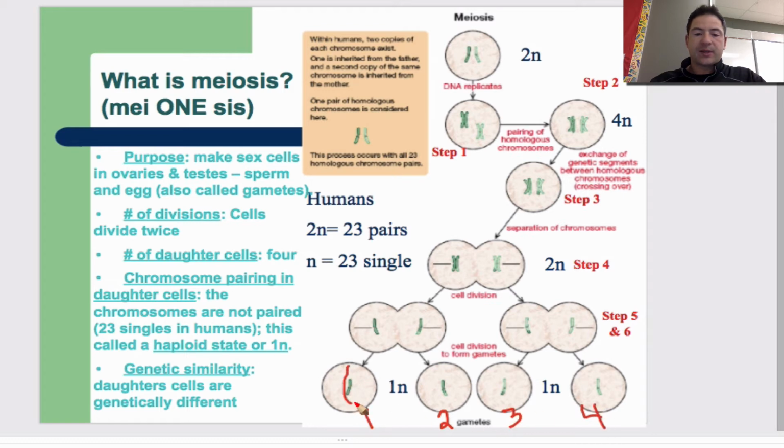And notice they have no pairs. If there are no pairs, then we call that haploid. Sorry, I'm writing pretty messy here. And that's haploid, and so that would be N.